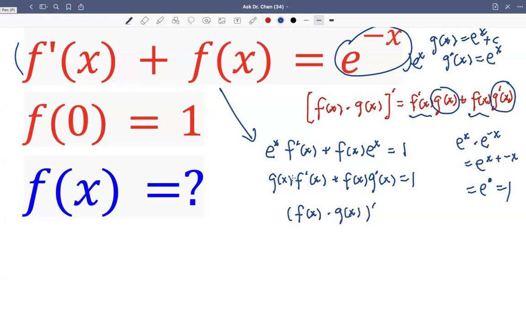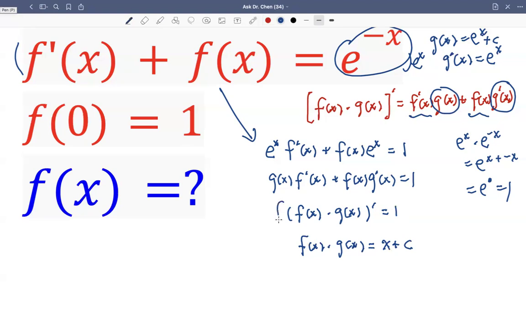It's a derivative of the product. That equals 1. If the derivative equals 1, that means the product of these two functions must be a linear function, with the coefficient of x being 1, plus some constant. You see why the constant doesn't matter in g now? Because I'm going to include a constant term here anyway, since the derivative of x plus c is just 1.